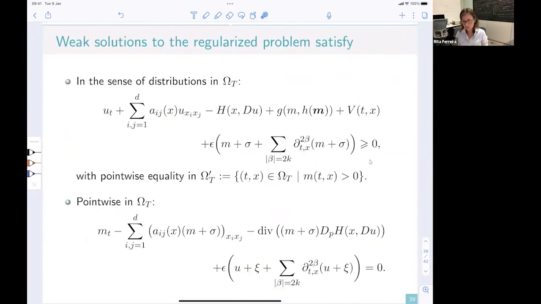And one way to see these notions of weak solutions to the regularized problem is that they are sub-solutions to the Hamilton-Jacobi equation in the sense of distributions. And there is a sigma that should not be here, sorry for this. They satisfy pointwise the Hamilton-Jacobi equation in the set where we know that M is strictly positive, okay? And regarding the Fokker-Planck equation, it really satisfies it pointwise, okay?